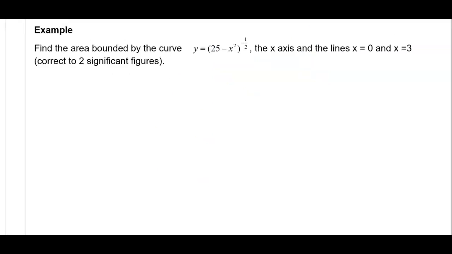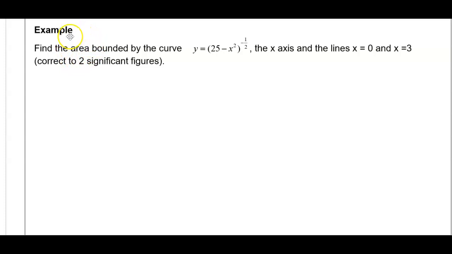Okay, so our next example. Find the area bounded by the curve y is equal to 25 minus x squared, to the power of minus a half. It's a little bit hard to see, but that is a minus up there. The x-axis, so we know that it's not the y-axis, and the lines x equals 0 and x equals 3, and it's corrected to two significant figures. So there's a lot going on in there.